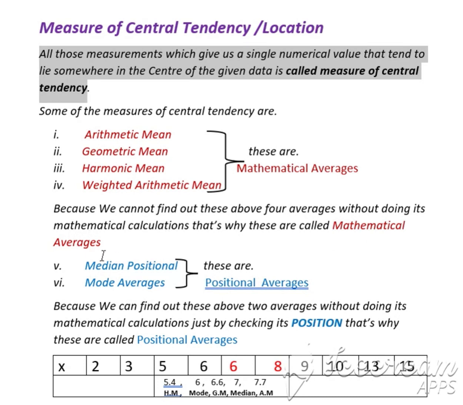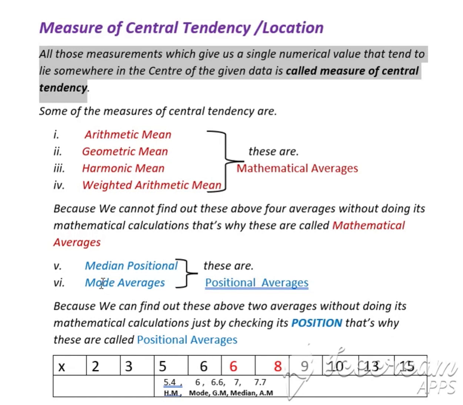There are two more measures of central tendency, that is median and mode. These two are called positional averages because we can find these without doing any mathematical calculation, just by checking the position. That's why these are called positional averages.